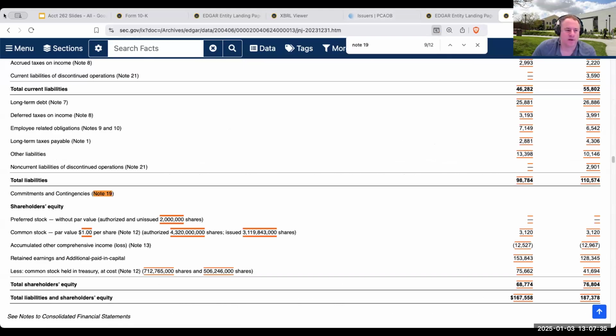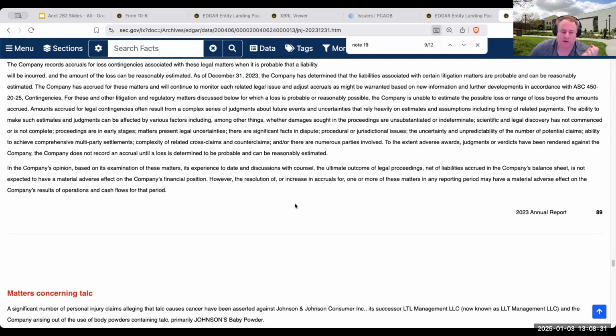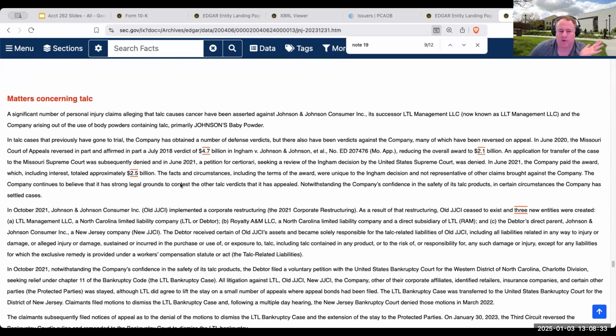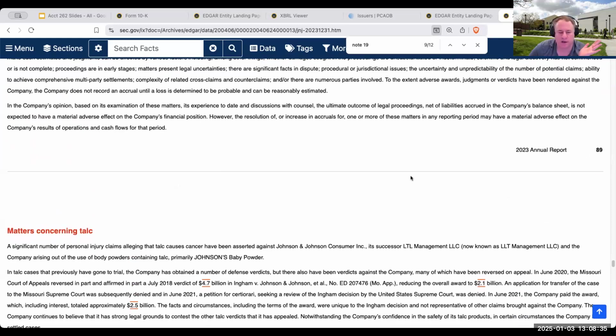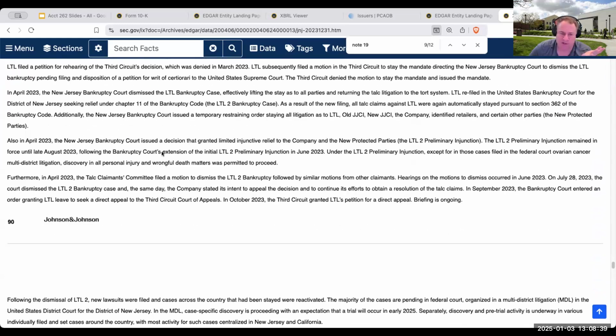Let's pause real quick. So when the auditors are doing their procedures, they're going to have to go through and talk with every single attorney that the company has engaged with. So when we look at the legal proceedings right over here, here we'll go ahead and start at page 89, matters concerning talc. This is again Johnson and Johnson.